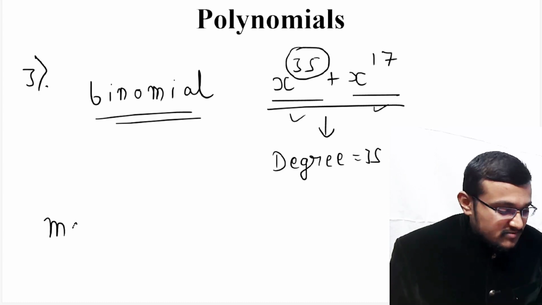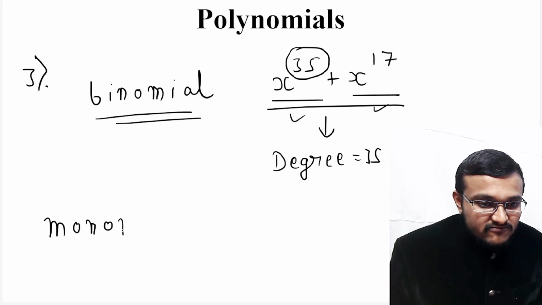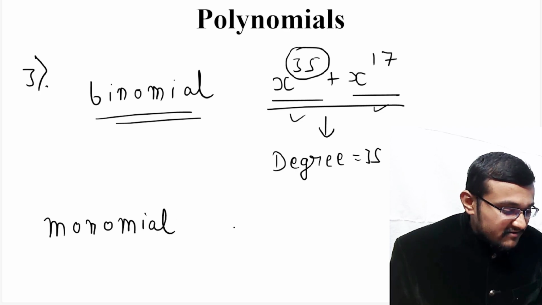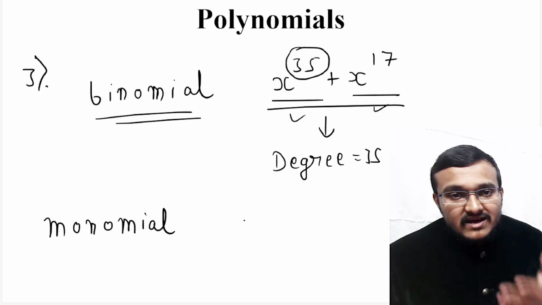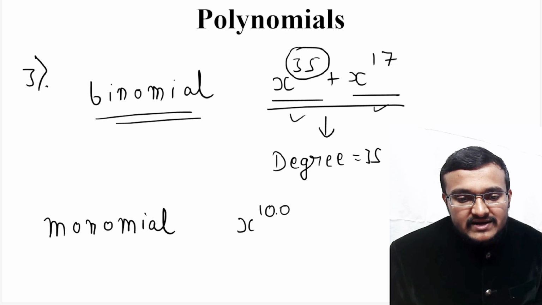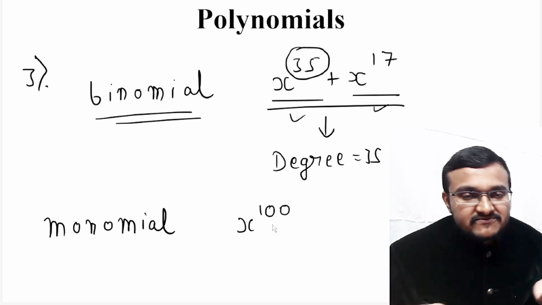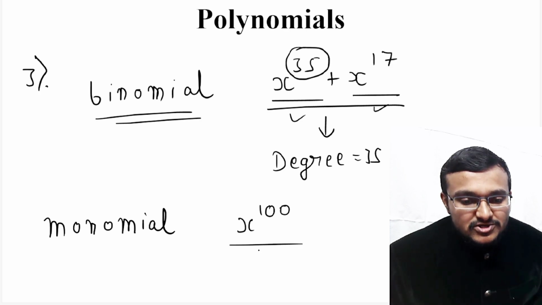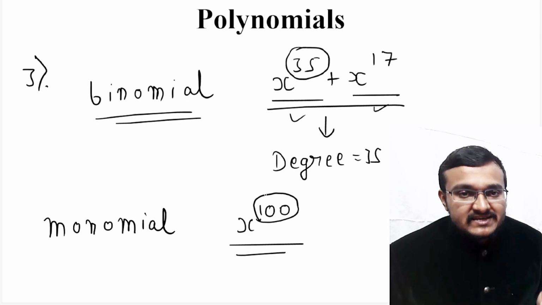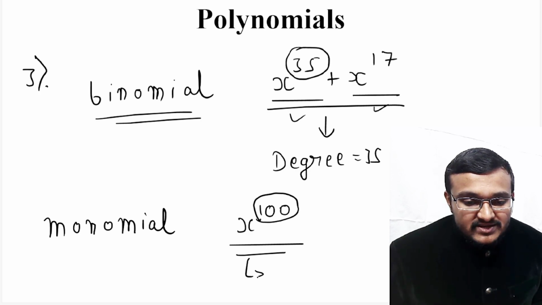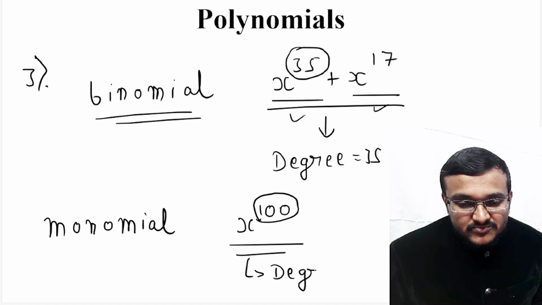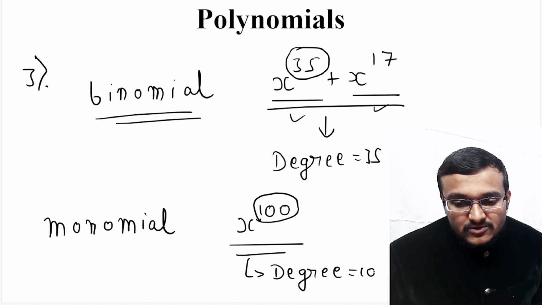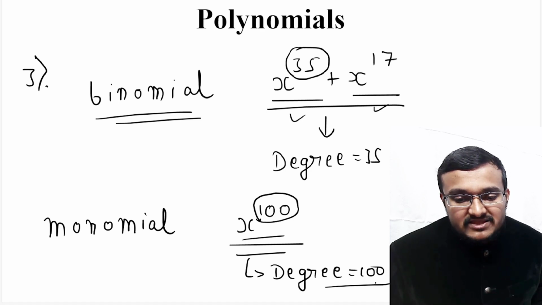So they have asked one more question in this third question. Now you have to find a monomial with degree 100. So simply you can take x power 100. So here x power 100 itself is a monomial because only one term is there, and the degree of this particular variable is 100, which is the highest power. So degree of this particular expression is equal to 100. So this is a monomial with degree 100 and this is a binomial with degree 35.